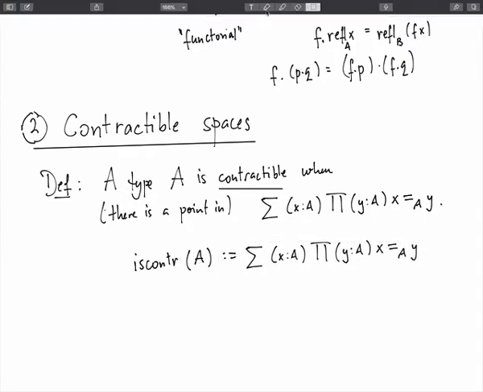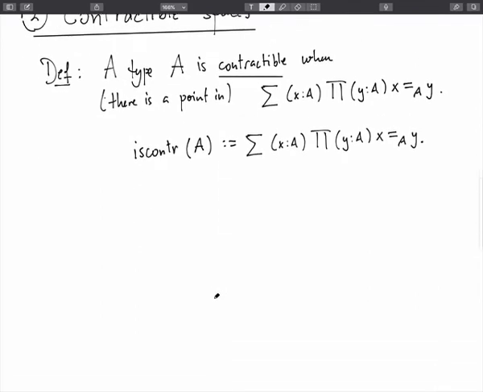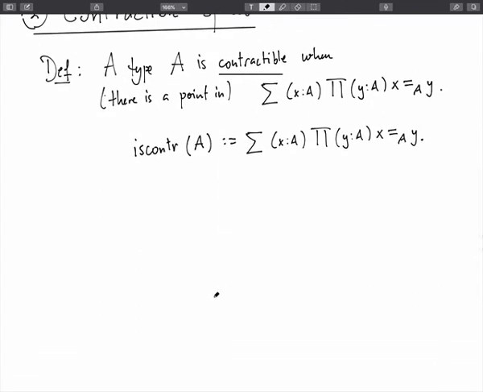Okay, and so we don't say there is, see, we don't really like to say there is a point in, because we don't want to do logic. This is logic to say there is a point in. What you say is you just give a type, and then to establish contractibility of A means to give a point in this type. Okay, there's no there is a point. You just give the point. Okay, so it's not the same thing.